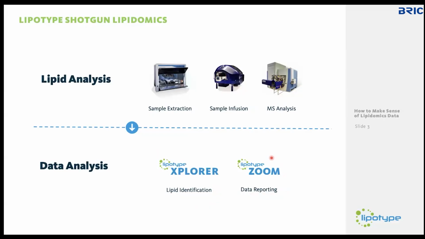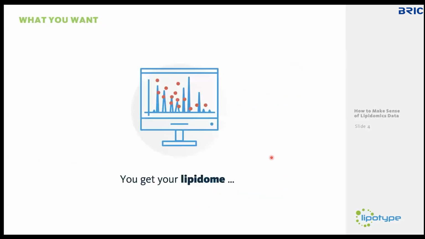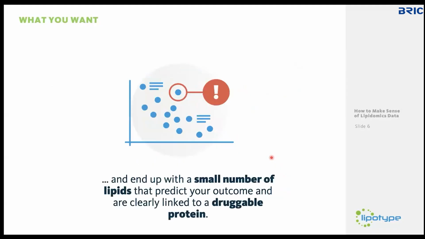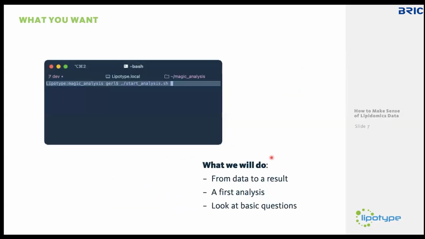And that's actually what you want, because the best thing that can happen is that you get your lipidome, some matching happens, and out comes a small number of lipids that predict your outcome, and is clearly linked to something actionable like a druggable protein. That's, of course, the dream, but let's see how far we can get.